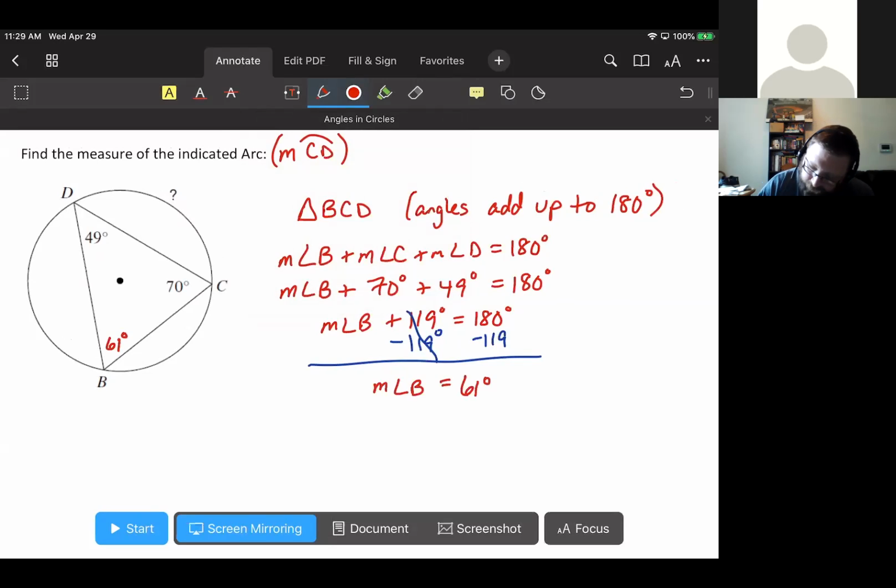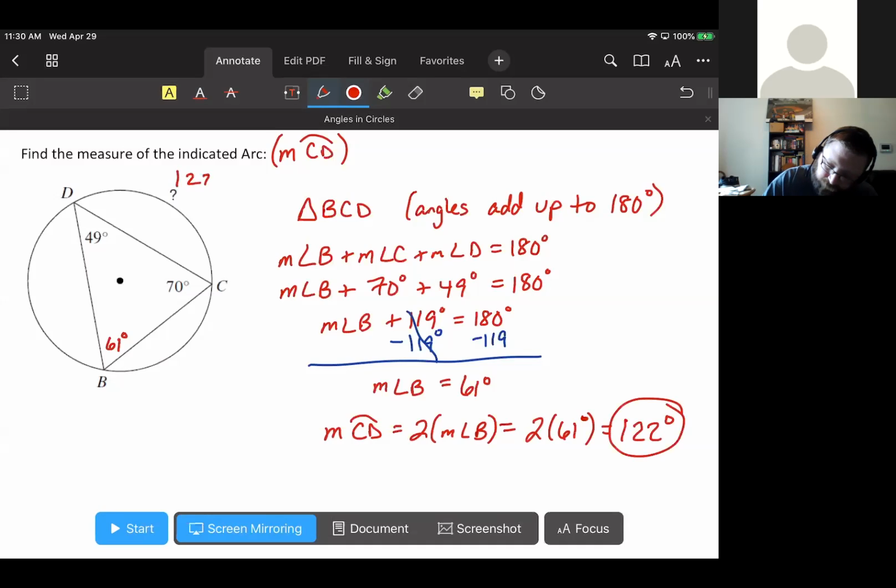Now, the measure of arc CD is twice the measure of angle B. So that'd be 2 times 61, or 122 degrees. Done.